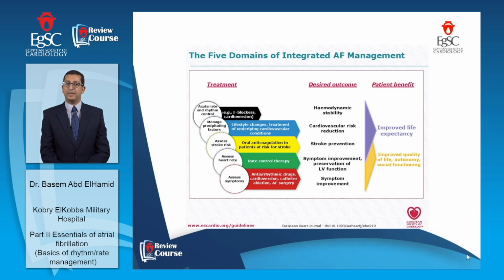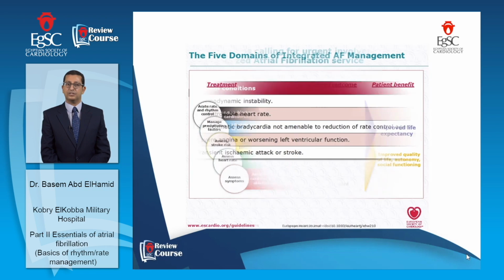The fourth line of management is to assess heart rate and use rate control therapy to improve symptoms and preserve left ventricular function. Finally, assess symptoms and use antiarrhythmic drugs, cardioversion, catheter ablation, and AF surgery to improve symptoms. The last two lines aim at improvement of quality of life, autonomy, and social functioning.